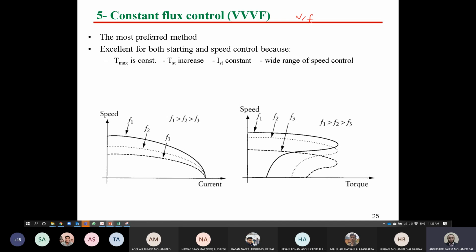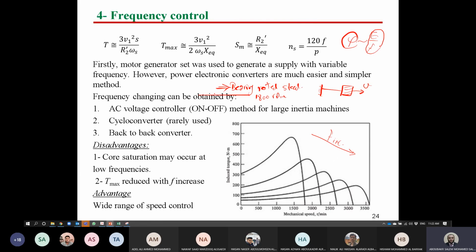If we would like to keep V over F constant, what will happen to the machine characteristic? What will happen to the parameters? We discussed this last class. Also, in terms of maximum torque, you will find it from the relation here. It's proportional to V squared over F squared, because you have F here and you have F in X also. So it's V squared over F squared.